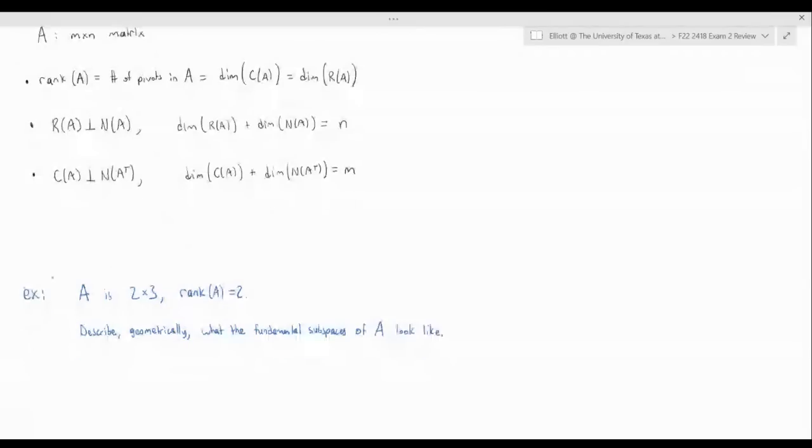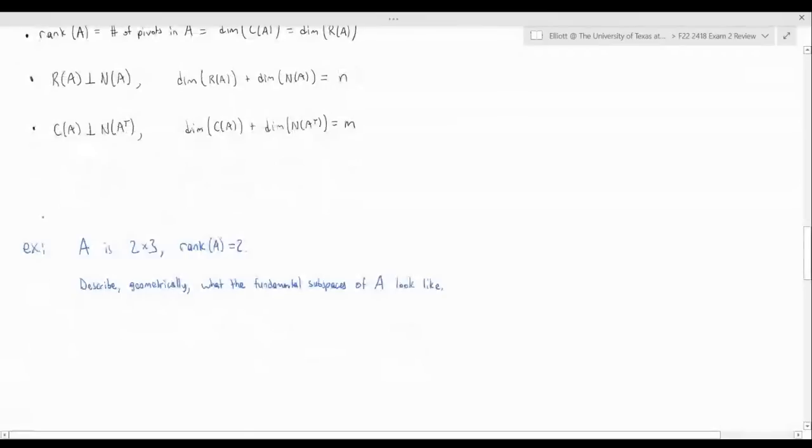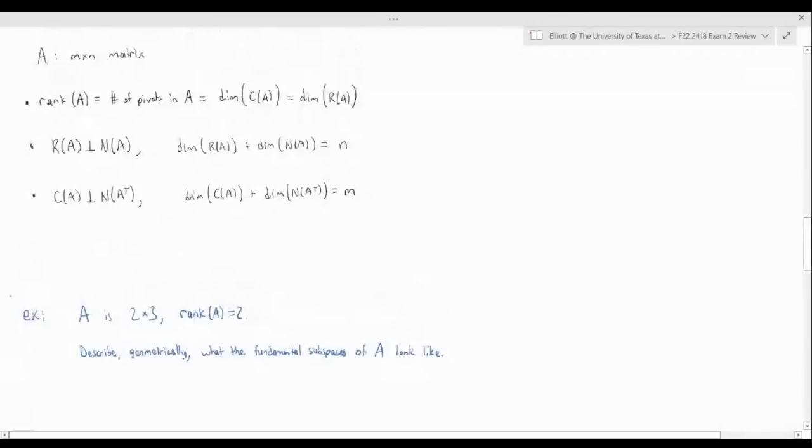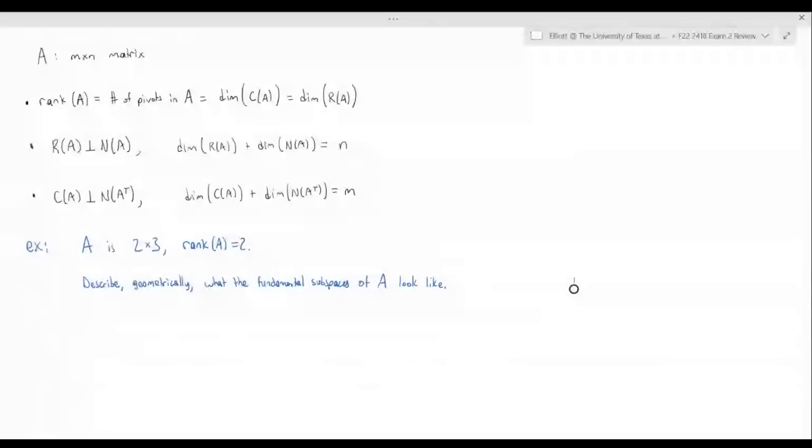And here, this is a super quick question. I don't know if it's necessarily a question that you would see on your exam, but I think it's maybe a good one to see to tie some of these facts together. So here I'm saying a 2-by-3 matrix with a rank of 2. With that information, we can actually say a lot about what the fundamental subspaces of A are going to look like, okay?